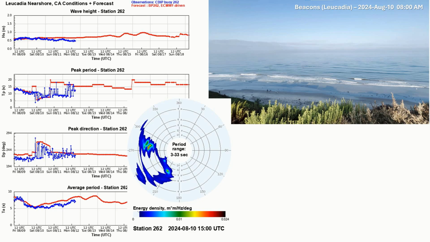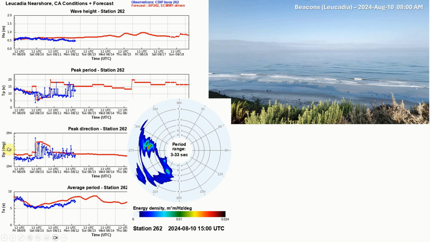Another of the data products that you get out of the CDIP website is the actual wave statistics themselves. So you have significant wave height, which is the average of the highest 1/3 waves. Peak period, which is the period where most of the energy is concentrated for that particular burst. The peak direction, which is the direction where that period is focused in, and then the average period over here. Periods are measured in seconds.